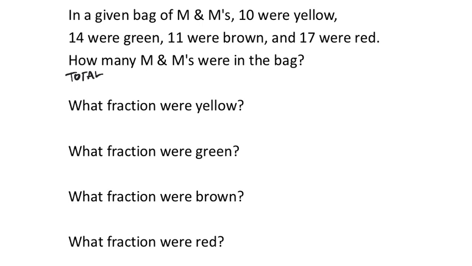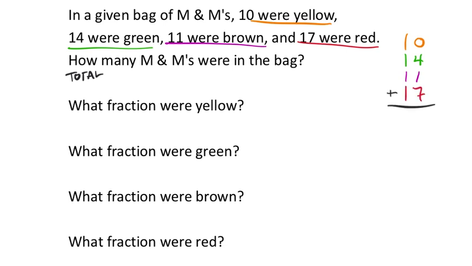So the values that were given, they say up here there were 10 yellows. So we're just going to add these together. It says 14 were green, so we'll put that in there. 11 were brown. I know that's purple, but that's all I got. And then 17 were red. All we got to do is add these together, and we'll have a total amount.